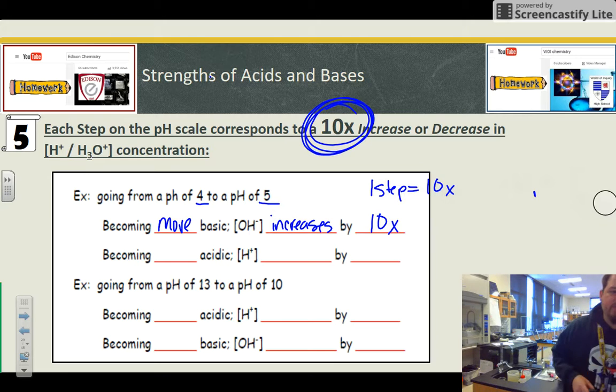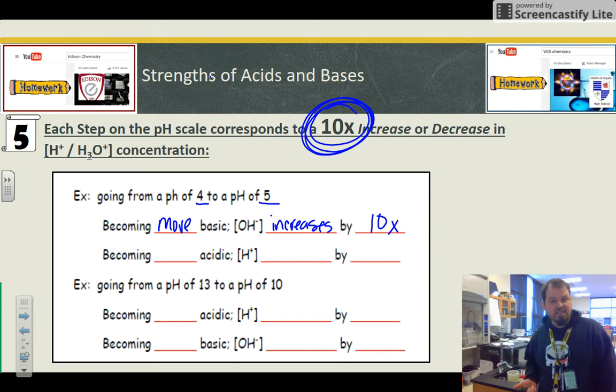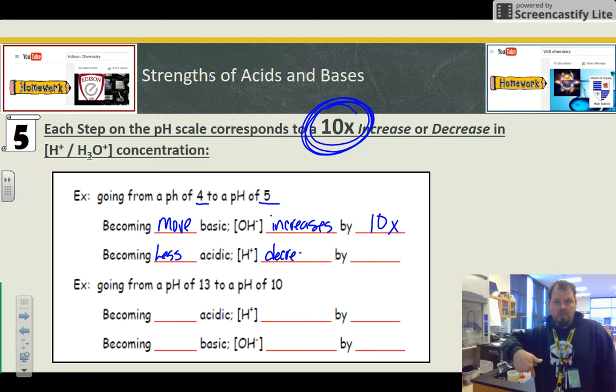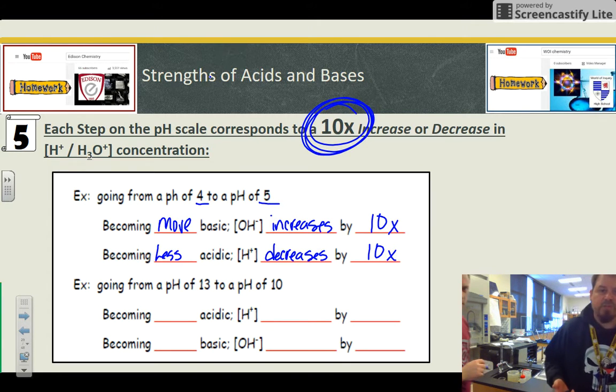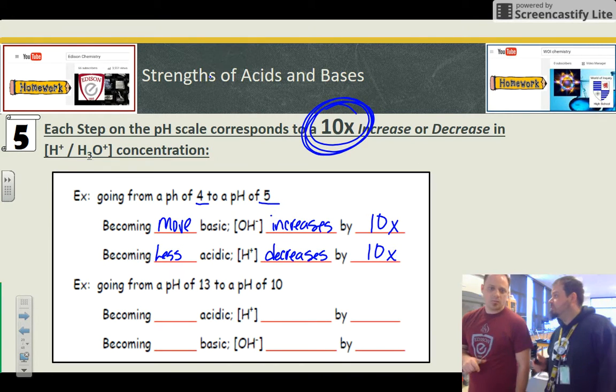So the second piece, becoming less acidic. It's becoming less acidic going from 4 to 5. It's becoming more neutral. So my H plus concentration goes down. And because I only moved a pH of 1, it's going down by a factor of 10 times. This next example is going to work out the same way, but that 10 times is going to change significantly.